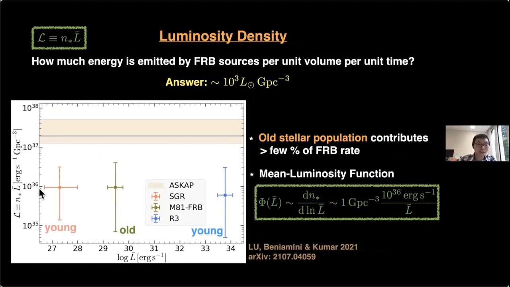Because we know the number density of these sources and we know the mean luminosity of these sources, here is what you get for the luminosity density from these three classes.